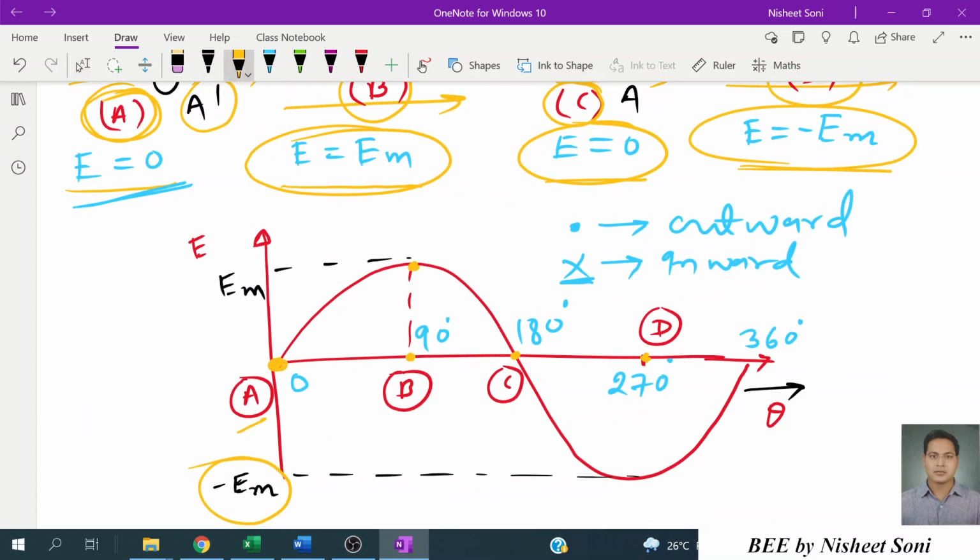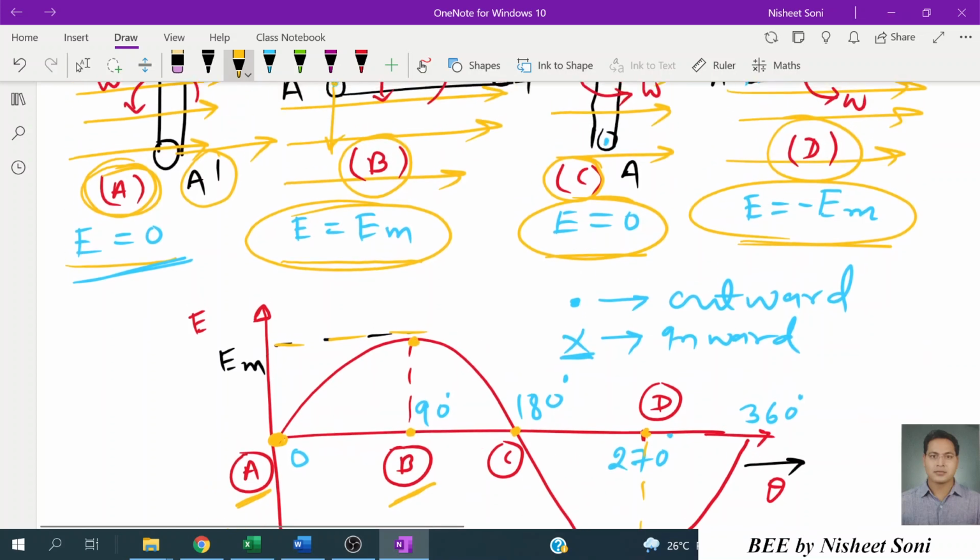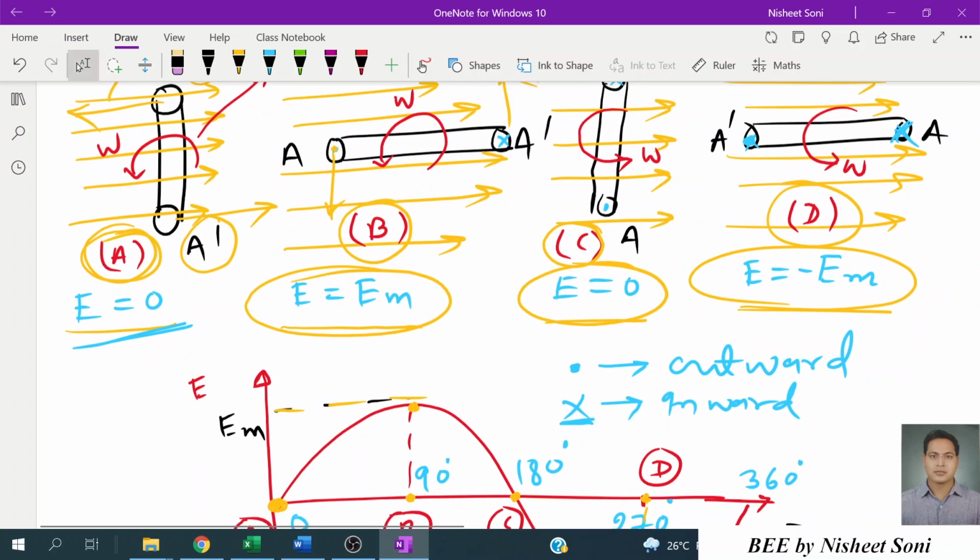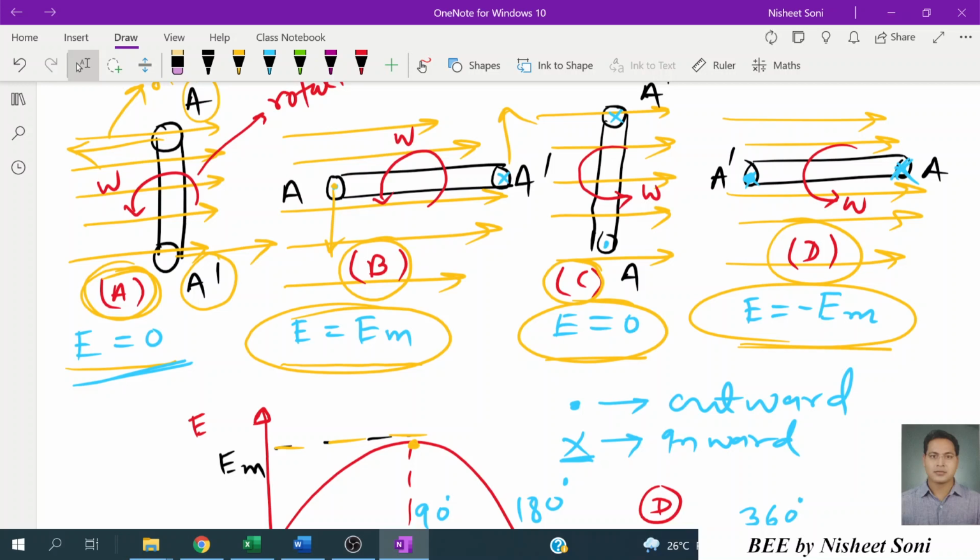If we incorporate all these four conditions in a common figure, we can see here that at condition A, the EMF induced in the coil sides is 0. At B, the EMF induced is maximum, that is EM. You can see here EM. And at condition C, the EMF again reaches 0, and in condition D, the EMF is maximum but it has a negative value.